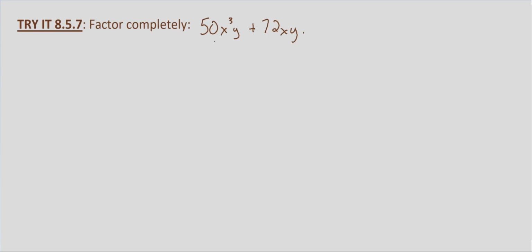So we know that this is not a trinomial. We have a binomial, and that narrows down our options as far as special products are concerned. Special factors are concerned. So we're first looking at the greatest common factor.